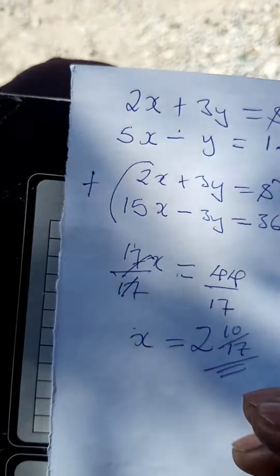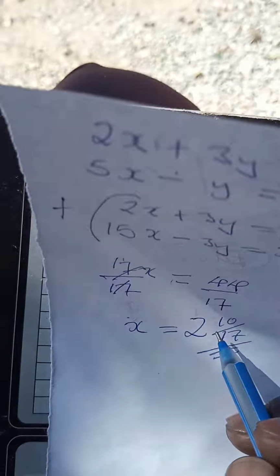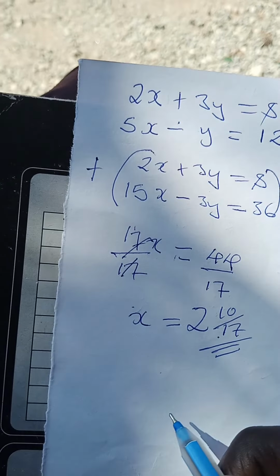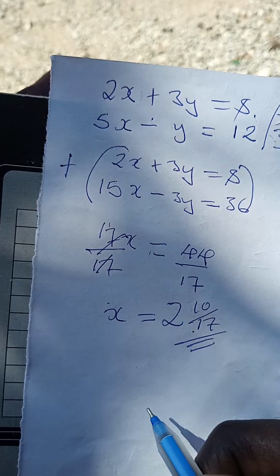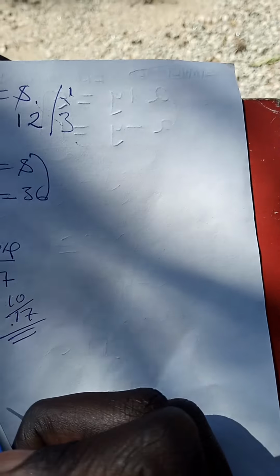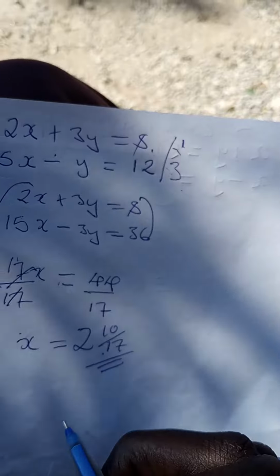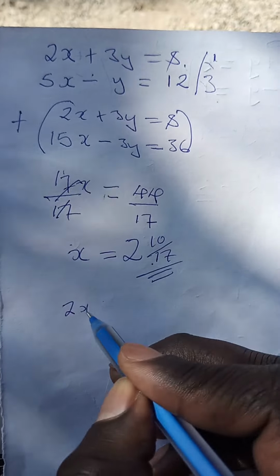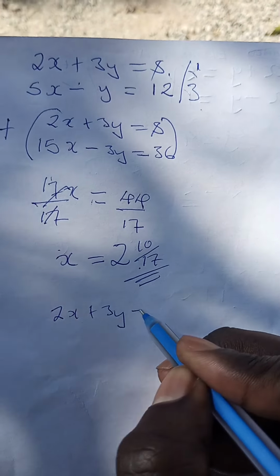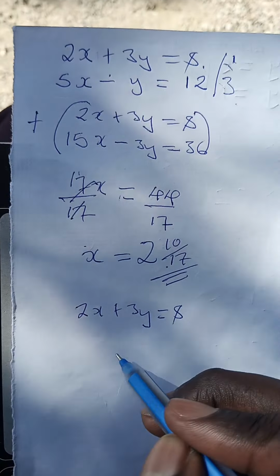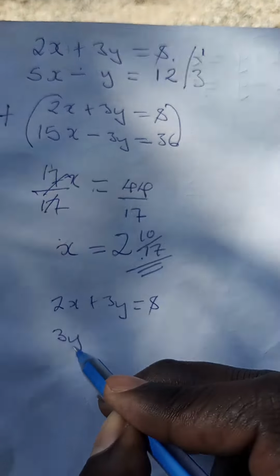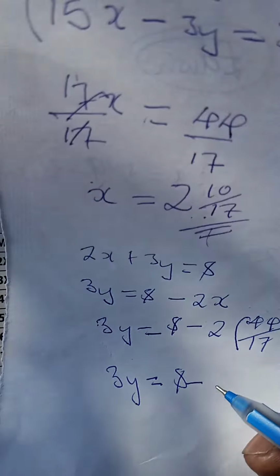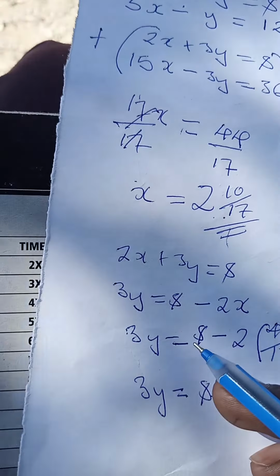And then you get one from the original equations, and replace where there is x with this, so that you get the value for y. So in this case, let me get the first one: 2x plus 3y is equal to 8, and then we're finding y. So something like 3y is equal to 8 minus 2x.